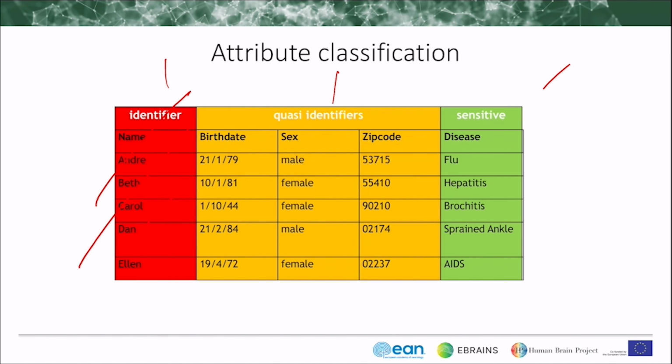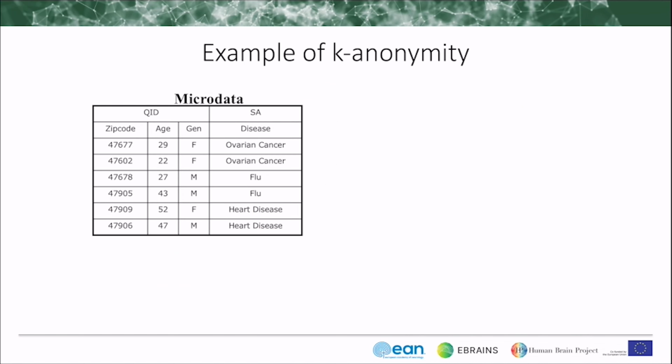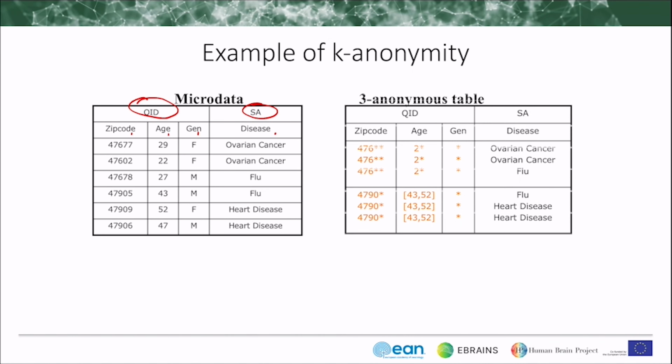As you might figure out, the identifier needs to be removed. What we can modify is the quasi-identifier, such that by exploiting the quasi-identifier you are not able to re-identify the user. Just to give an example, let's consider this table that contains the quasi-identifier and the sensitive attribute. The quasi-identifiers are zip code, age, and gender, and the disease is the sensitive attribute. Let's assume that we are going to implement 3-anonymity, k-anonymity with k equal to 3. What does it mean? It means that we are going to modify the quasi-identifier such that every group with the same quasi-identifier has at least 3 records.